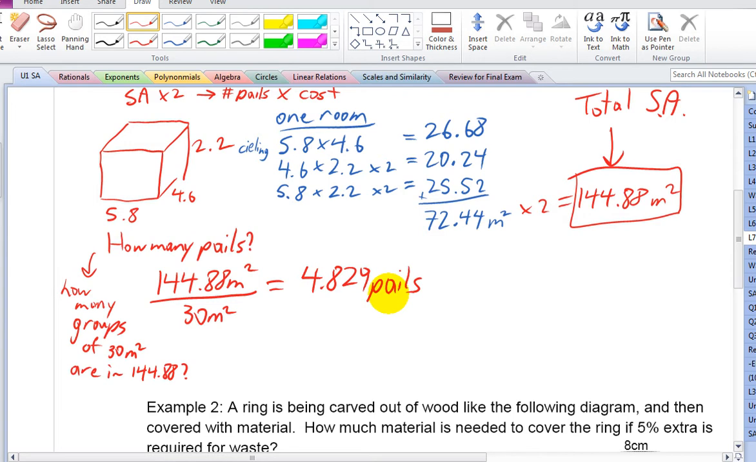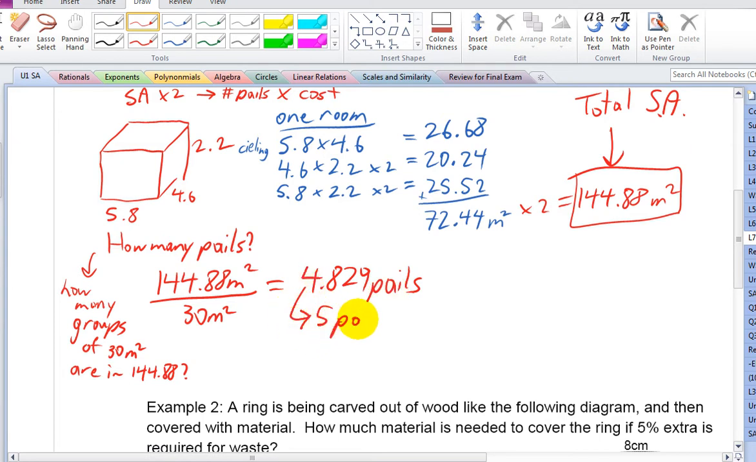All right. How come some of you are looking at me like I'm weird? What's going on? Well, you can't really get 0.8 of a pail. Good, and that's exactly what you should be thinking. You can't go to the store and buy 0.8 of a pail. So we're going to have to round this to a whole number.